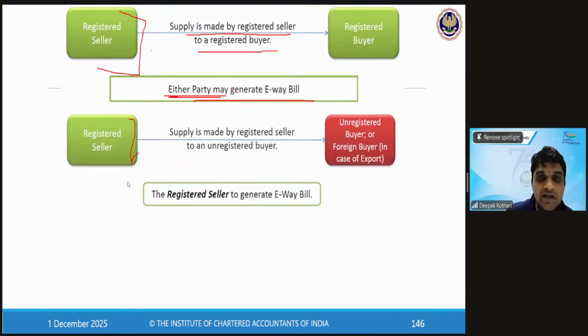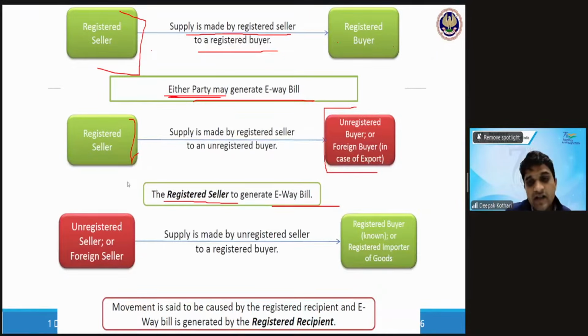The supplier is registered, the recipient is unregistered. It can be possible, right? You are a registered person and a person who is not registered is buying goods from you. Then whose responsibility is it? The registered seller has to generate the e-way bill. So if both are registered, either one can raise it; if the supplier is registered, then he has to raise it. But if the supplier is unregistered and the recipient is registered, then movement is said to be caused by the registered recipient and the e-way bill is to be generated by the registered recipient only. Simple, whoever is registered will raise the e-way bill.